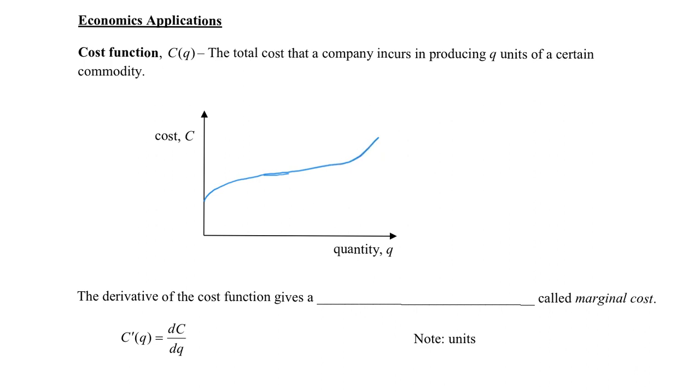So maybe at this point it could rise because maybe you need additional shifts or overtime or more equipment or something like that. So let's say this is our y equals C of Q, where Q is the quantity that we're producing, and C is the cost.